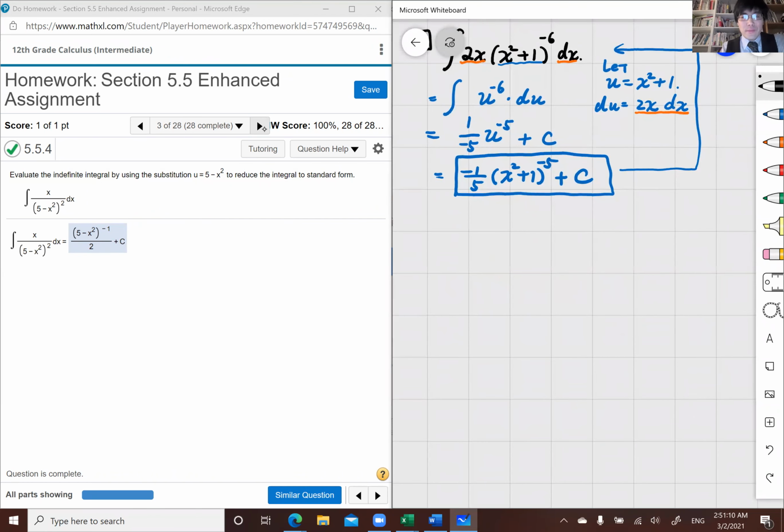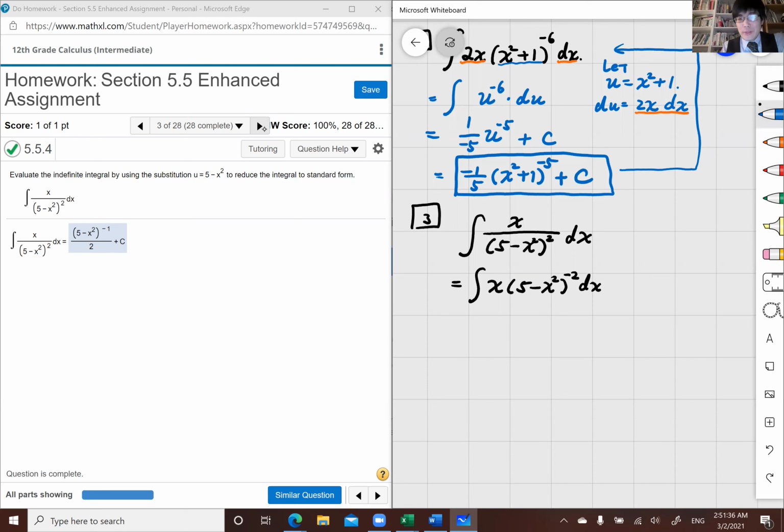Okay, number 3. Integral of x over (5 minus x squared)^2 dx. Well, this is really the same thing as x times (5 minus x squared) to the power of negative 2. And in this sense, this is very similar to problem number 2. So the direction is, let's use the substitution. So let u is equal to 5 minus x squared.